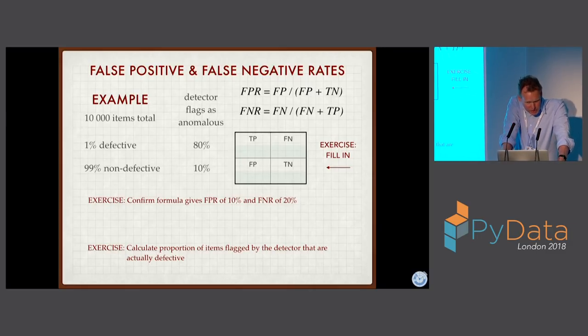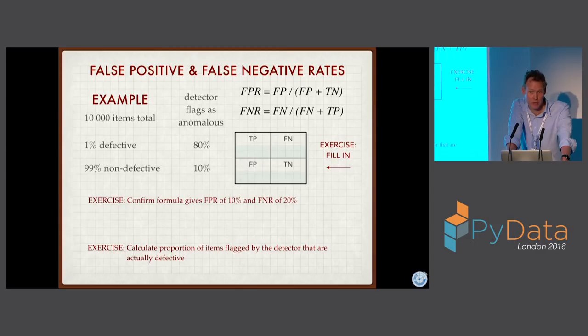If you're keen, and I would encourage you to be keen, it's interesting to work through a fairly typical example where maybe we have 10,000 items and 1% of them are defective, i.e. truly positive, and 99% of them are true negatives. And we have a detector that flags 80% of the defective items as anomalous and 10% of the non-defective items as positive. So if you would like to accept the challenge, fill in the four boxes with the numbers that are going to come through on average in expectation.